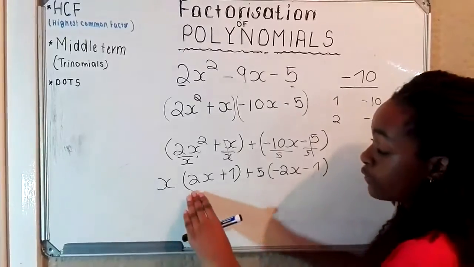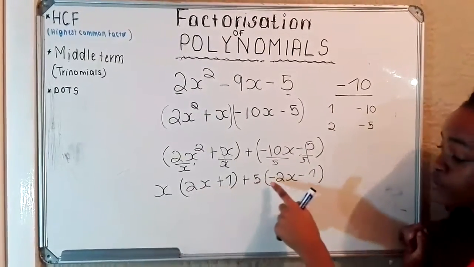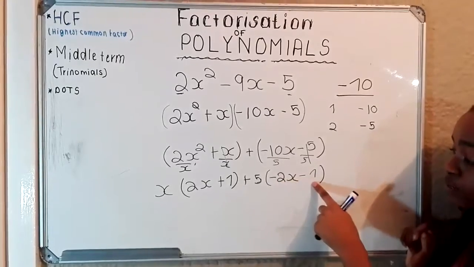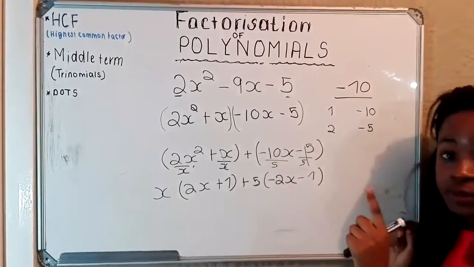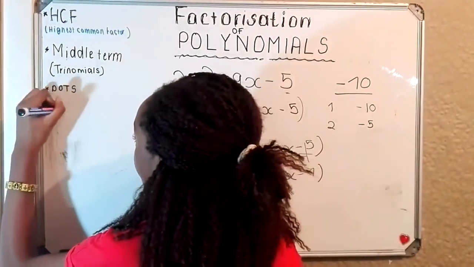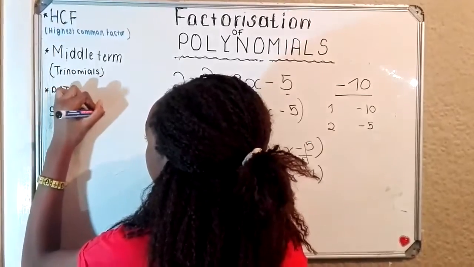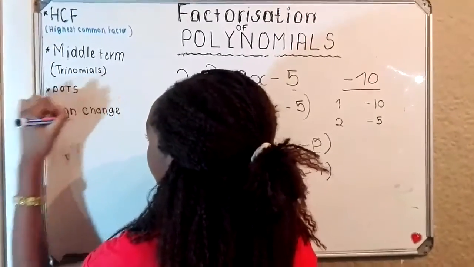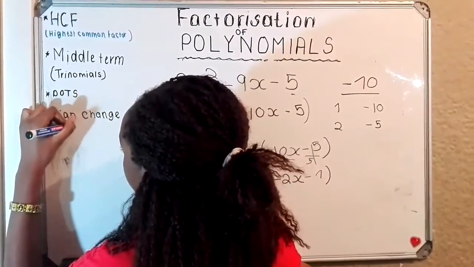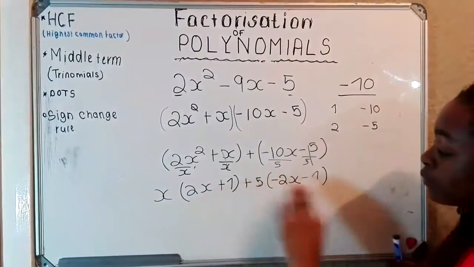So if you guys have noticed something over here, this 2x plus 1 looks very similar to minus 2x minus 1. But we can make them look similar by using the sign change rule, okay? And I'll show you what that is in a moment. Sign change rule, okay? So we can use the sign change rule to make them look alike.